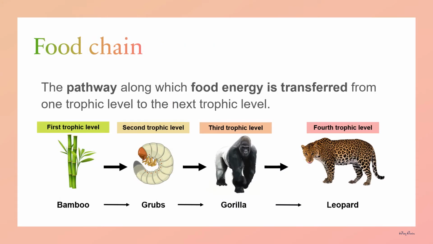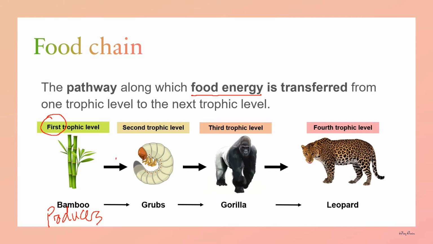Food chain is the linear pathway along which food energy is transferred from one trophic level to the next trophic level. So here are the examples of ecosystem found in the tropical rainforest, where one food chain consists of 4 trophic levels. The first trophic level always belongs to autotrophs, or producers in a food chain, which are the organisms able to produce their own food, such as plants and algae.